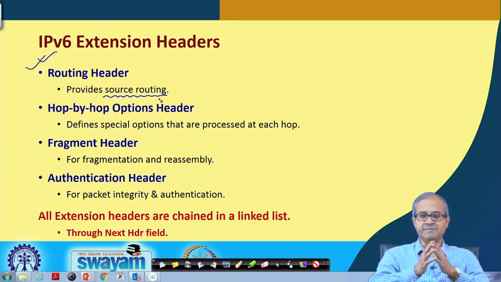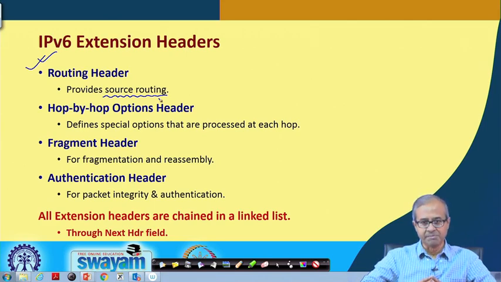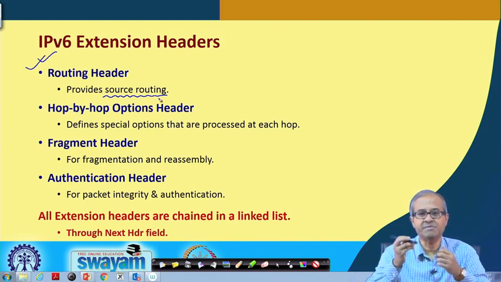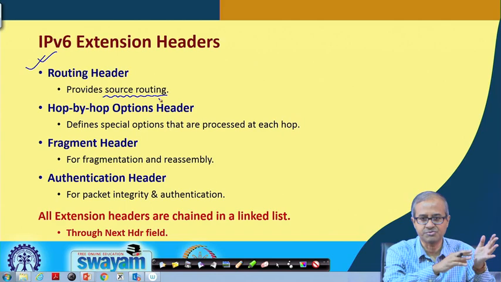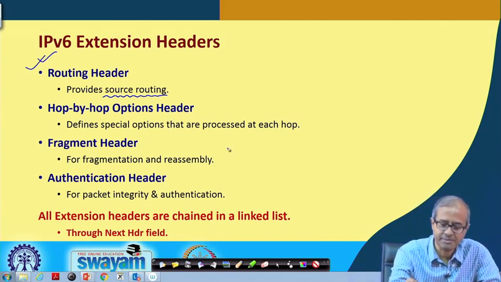Source routing means the person who is generating the packet, the host, directly tells which sequence of routers must be followed for my packets. Because I know that this is a good path, the speed is high, so my packet will go faster. If I know that, I can specify that entire information as a routing header, and this is what is meant by source routing. The source is specifying the route, which path to follow, right.